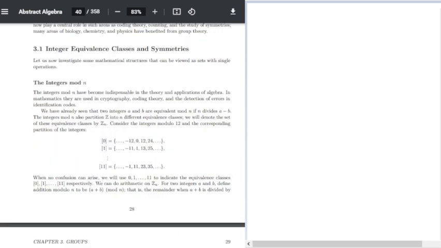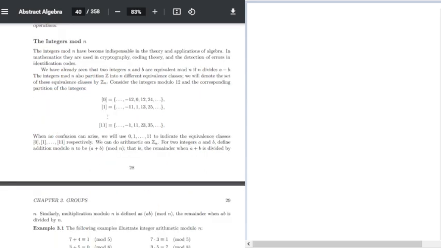3.1. Integer equivalence classes and symmetries. Let us now investigate some mathematical structures that can be viewed as sets with single operations. 1. The integers mod n. The integers mod n have become indispensable in theory and applications of algebra. In mathematics, they are used in cryptography, coding theory, and the detection of errors in identification codes. We have already seen that two integers a and b are equivalent mod n if n divides a minus b. The integers mod n also partition Z into n different equivalence classes. We will denote the set of these equivalence classes by Z sub n.